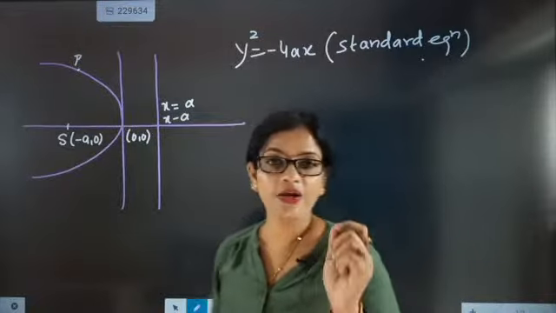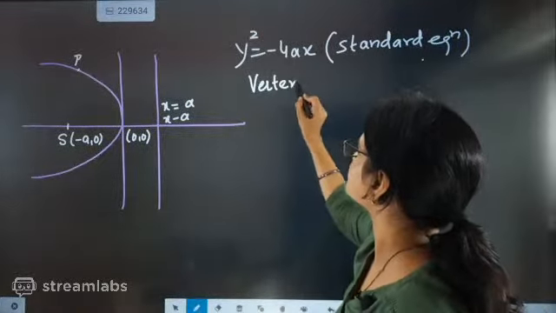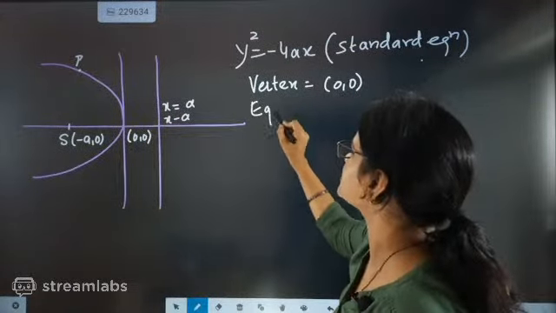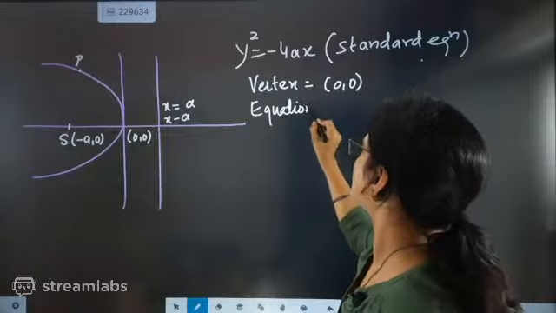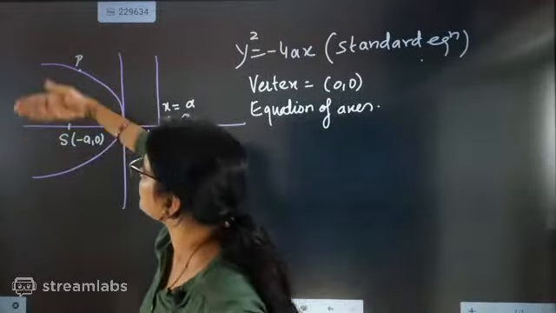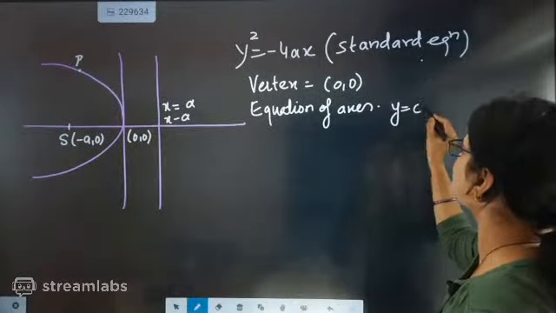Now, one by one, the vertex is going to be (0, 0). Equation of axis: again, the parabola is symmetrical about the x axis, so the equation of axis will become y equal to 0.